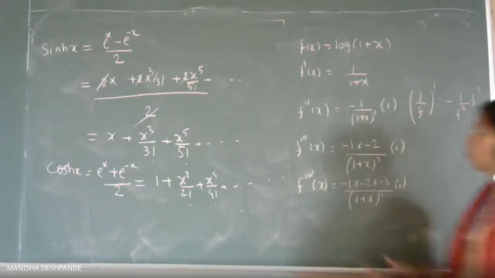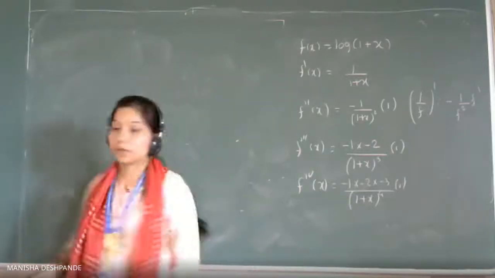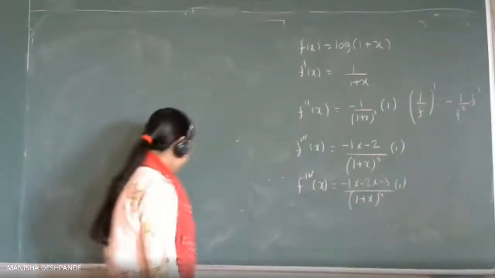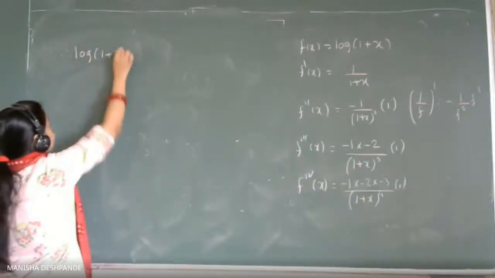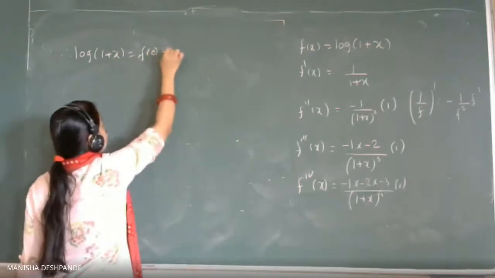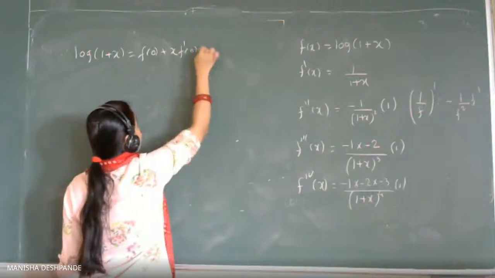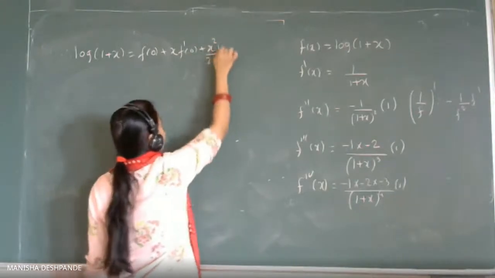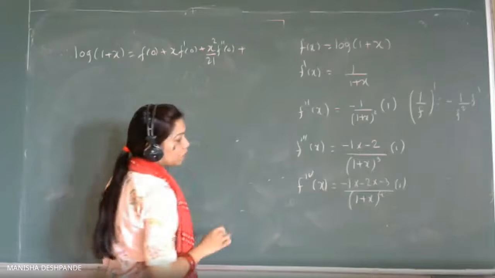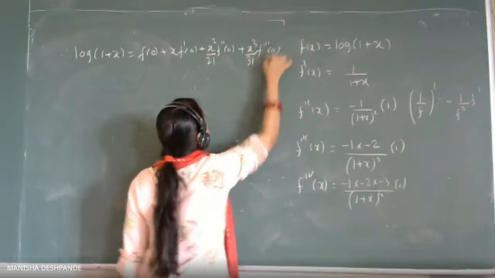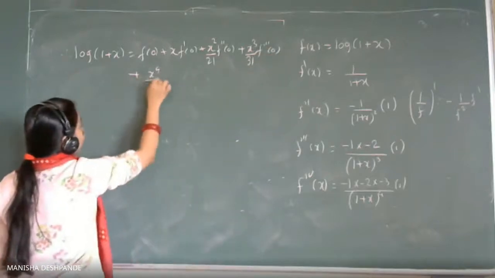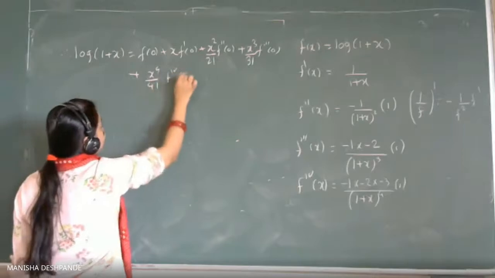Therefore, here then the even part will be minus. Yes, correct. That's right. So you will get log of 1 plus x, which is nothing but f of 0 plus x f dash of 0 plus x square by 2 factorial f double dash of 0 plus, how many derivatives we found? 4. x cube by 3 factorial f triple dash at 0 plus x raised to 4 by 4 factorial f4 derivative at 0 plus dot dot dot.